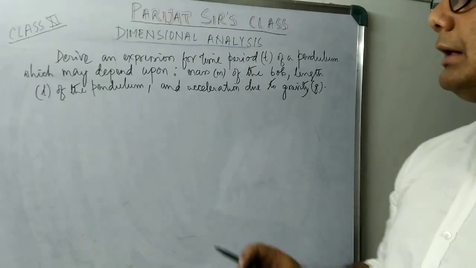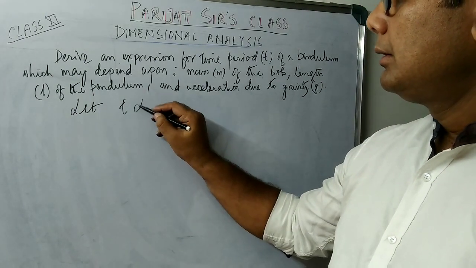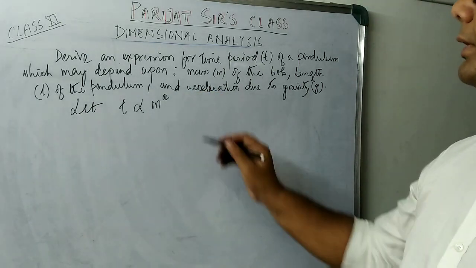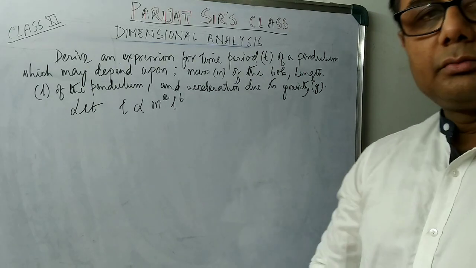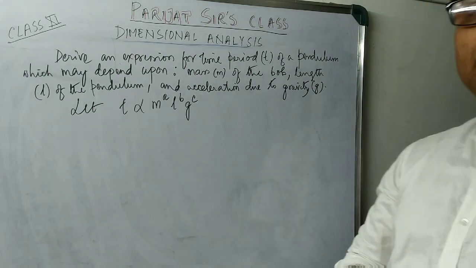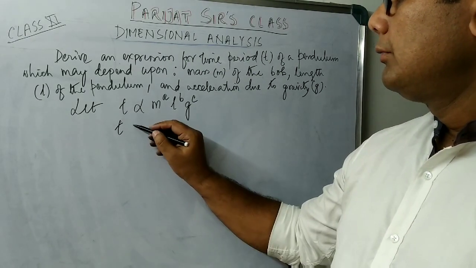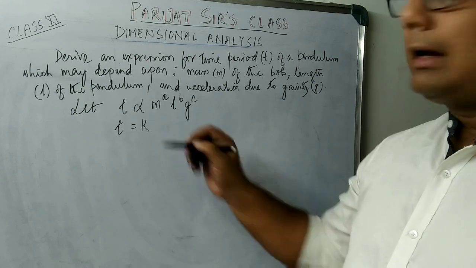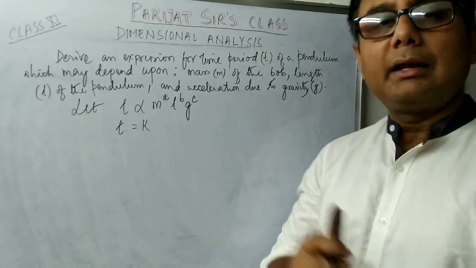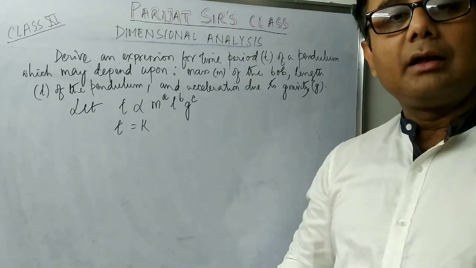We don't know. So, we can start the sum as, let the time period depend upon the mass to the power a, I don't know. The length b, I don't know. And the acceleration due to gravity c, which I don't know. Okay. So we can take here any constant. And I know that constant doesn't have any dimension, so we don't have to think about this. Basically, you can take any constant, any number, no problem, because dimensions of a constant do not exist.